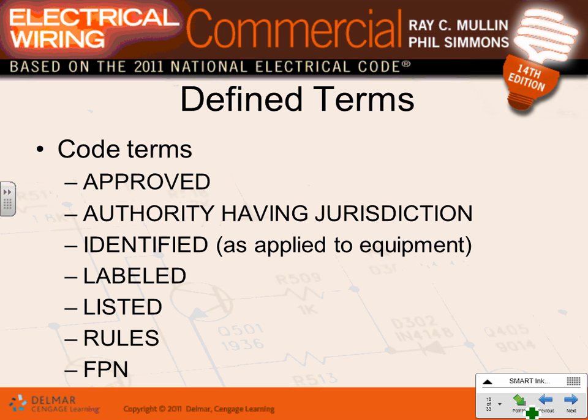Number one, approved: accepted, approved by the inspector, accepted by the authority having jurisdiction. Authority having jurisdiction, legal jurisdiction. So you have to have an elected entity to select you to be the authority having jurisdiction. Identified, have some type of identification, labeled and listed.